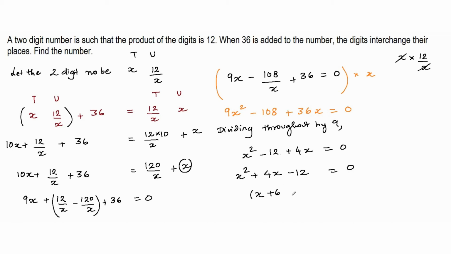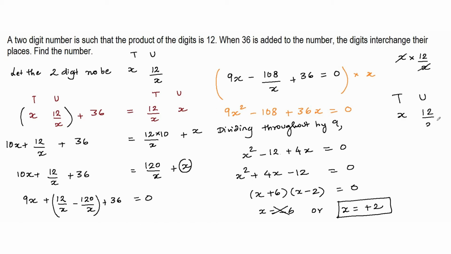Factorizing, I get (x + 6)(x - 2) = 0, which means x is either -6 or x is positive 2. Now the digit cannot be negative, therefore x = 2 is the only acceptable value, and therefore the digits are: in the tens place there is x, in the units place there is 12 upon x.